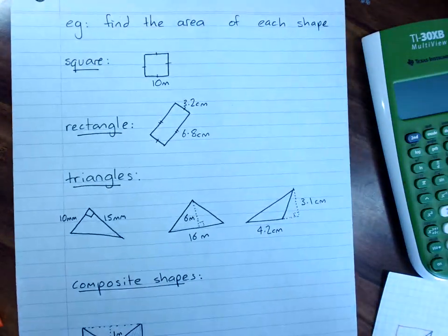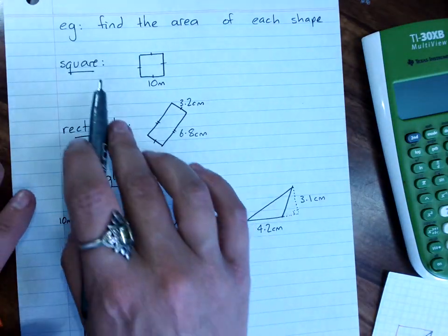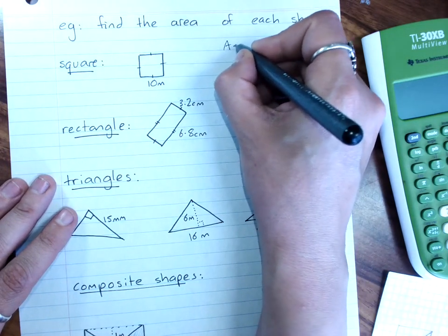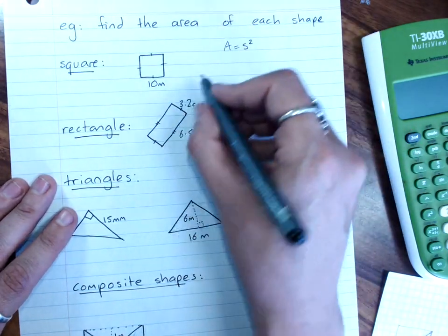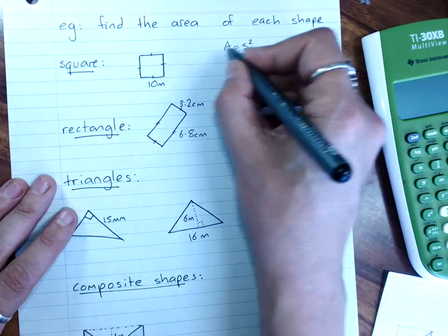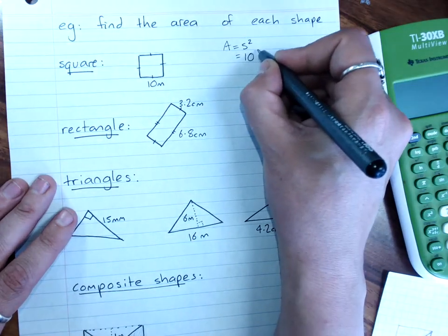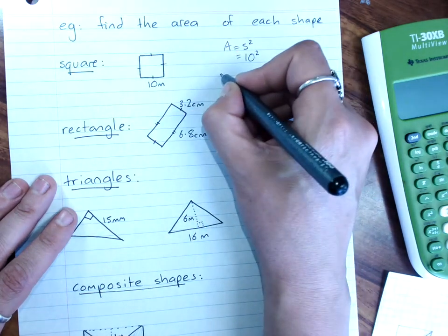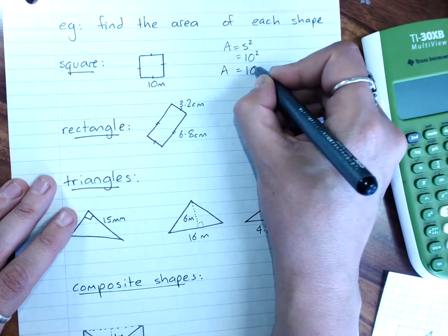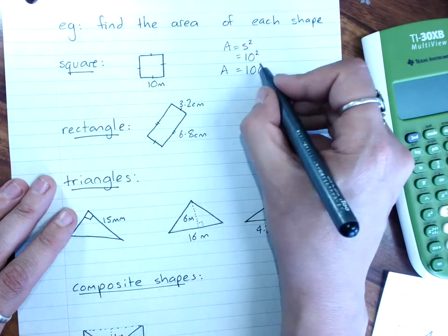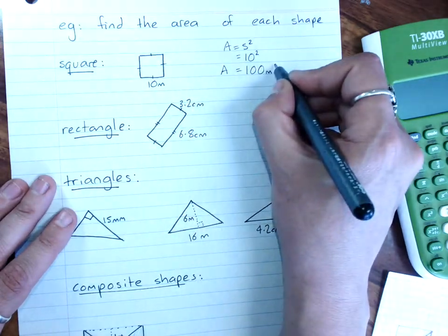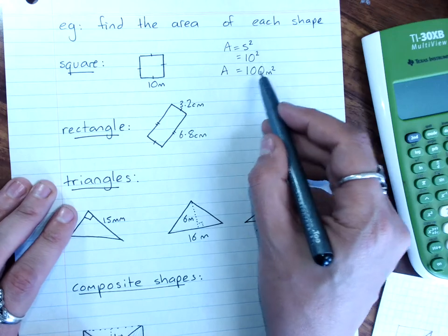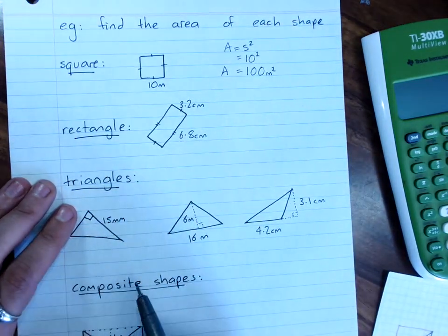So, find the area of each shape. This is a square. We choose the square formula. Area equals side squared. The side length is 10, so that's 10 squared, 10 times 10. So the area is 100. Our units in length were meters, and so I'm counting squares that are meter by meter, so I've got 100 meters squared. This is very big.